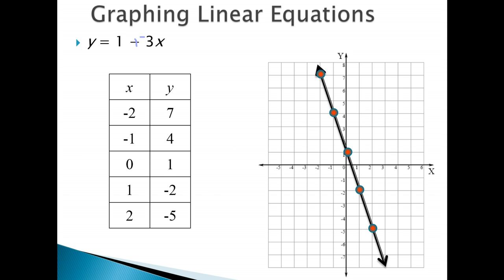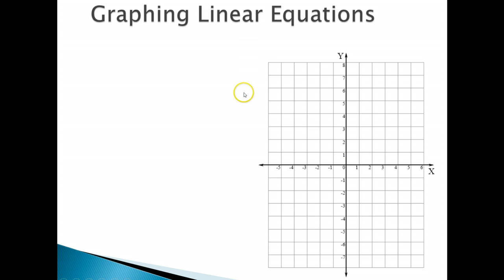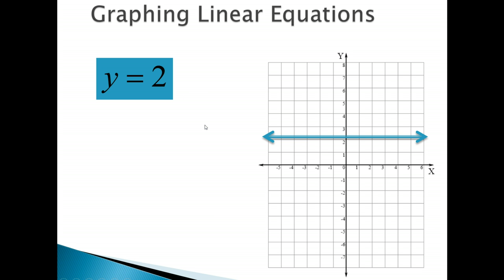All right, so let's look at another one, when y is equal to 2. If y is equal to 2, notice this doesn't have any x coordinates. And really what this is saying is, where is y equal to 2? Well, guess what? y is equal to 2 everywhere along this line. It doesn't matter what x is. x could be anything. y is 2.